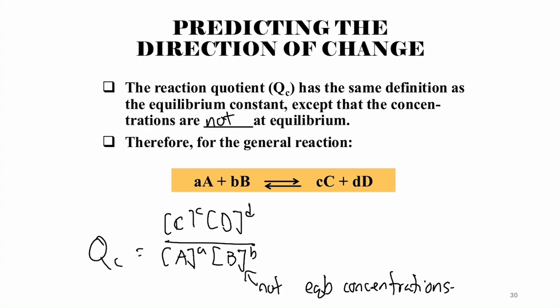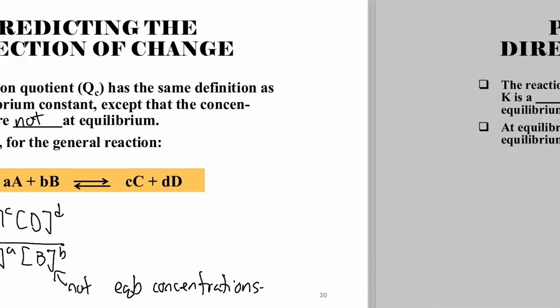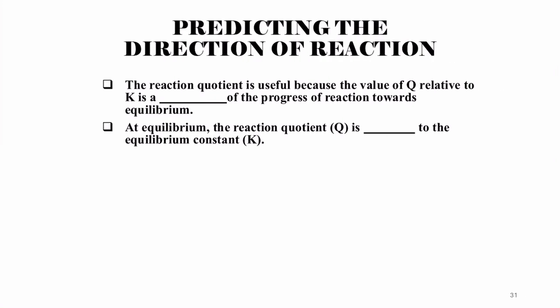And so what we're going to have to do is compare the value of the reaction quotient to the equilibrium constant, keeping in mind the general trends that we have for the equilibrium constant. And that'll tell us how the reaction should proceed in these cases. And so the value of Q relative to Kc is a measure of the progress of the reaction towards equilibrium, right?